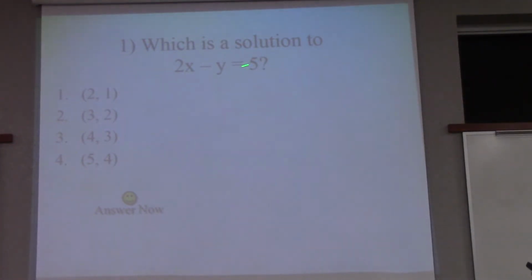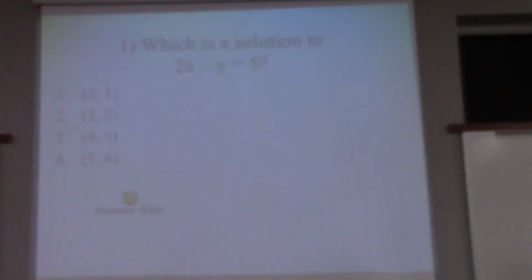So first of all, what's a solution to this equation here? We'll plug it in. 2 times 2 minus 1. 2 times 2 is 4. 4 minus 1 doesn't equal 5. Plug in 3, 2. 3 times 2 is 6. 6 minus 2 does not equal 5. Try this one.